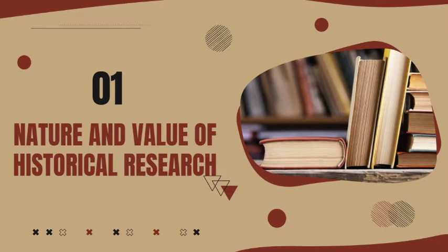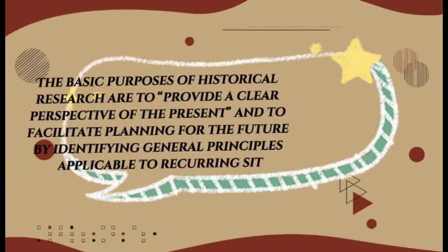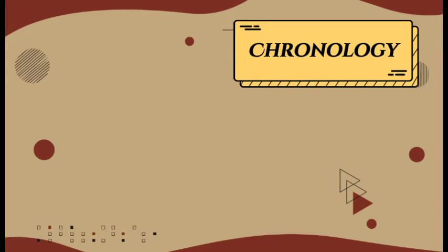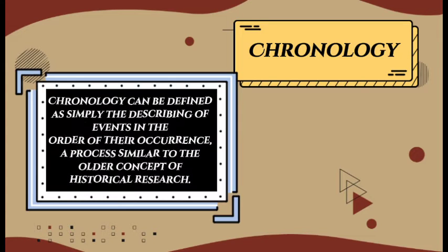Nature and value of historical research. The basic purposes of historical research are to provide a clear perspective of the present and to facilitate planning for the future by identifying general principles applicable to recurring situations. It may be useful, at this point, to distinguish true historical research from chronology. Chronology can be defined as simply the describing of events in the order of their occurrence, a process similar to the older concept of historical research.